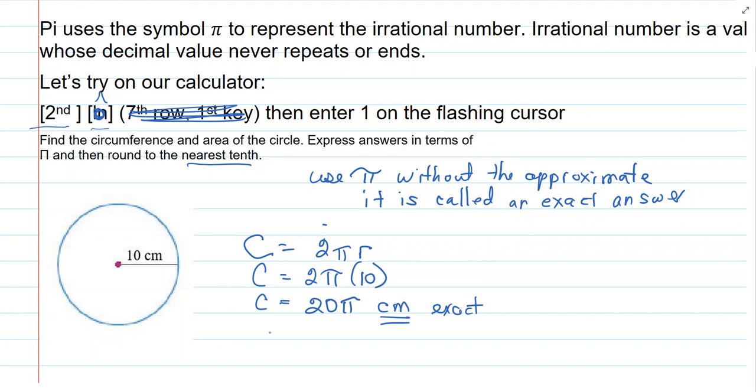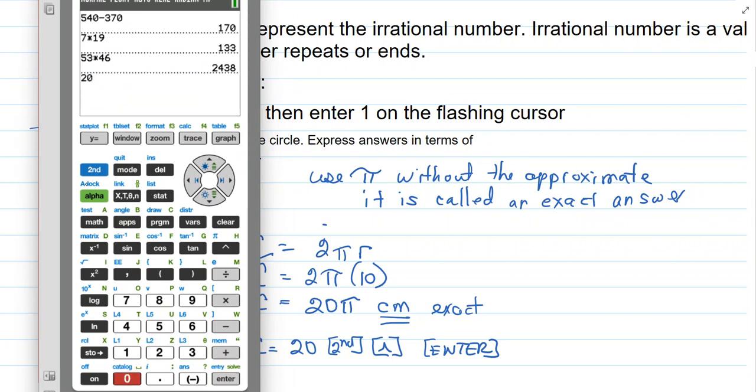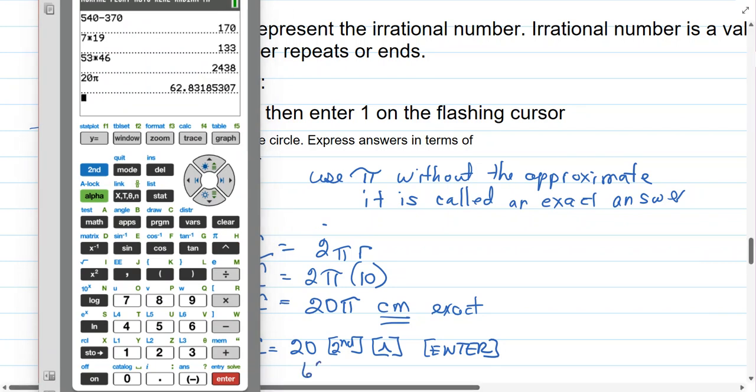So I'm going to replace with the calculator second up caret and enter. All right, so let's do that before we go further. 20 second up caret. See how pi happens, and enter. And we want 62.8 centimeters is the approximate.